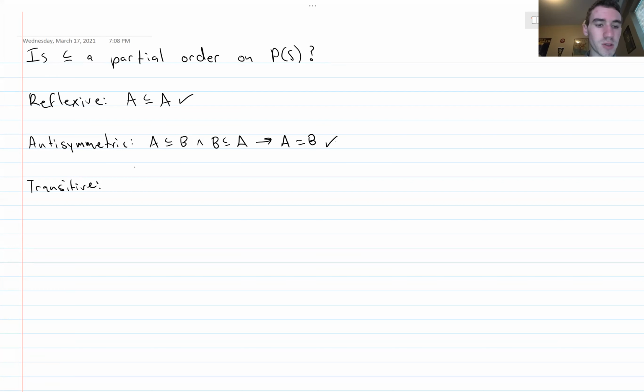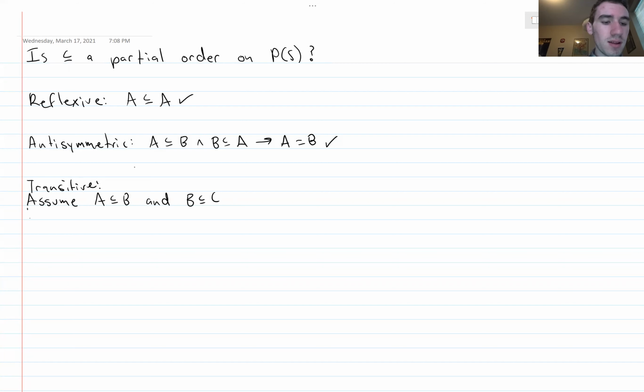And then finally, for transitive, we want to see if A relates to B and B relates to C, then A should relate to C. So let's see if we can prove that. We're going to assume that A is a subset of B and B is a subset of C, and that A, B, and C are all sets in the power set of S. Then let's use our normal flow for proving a subset.